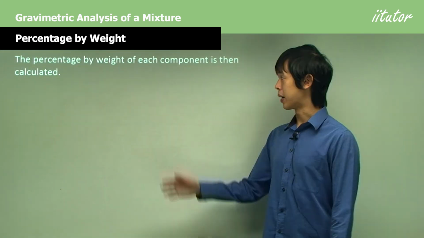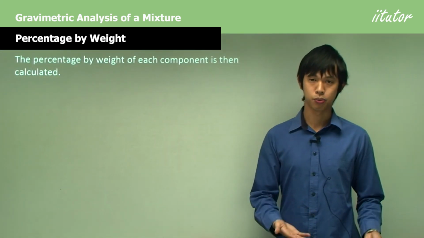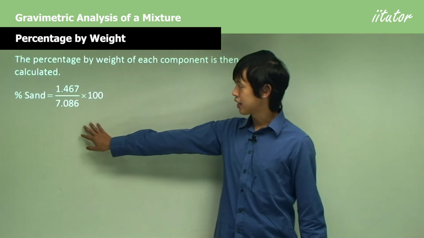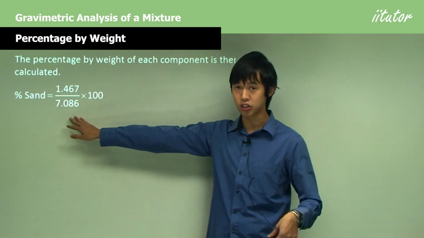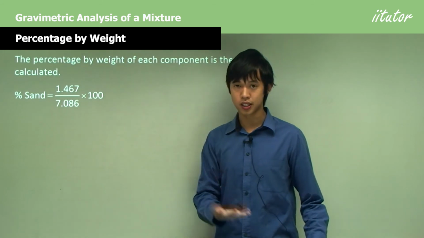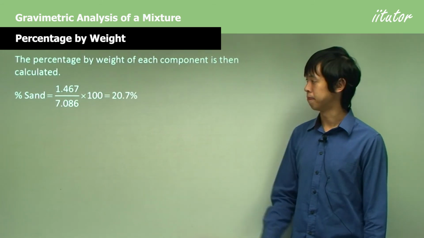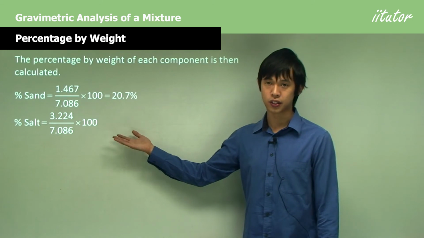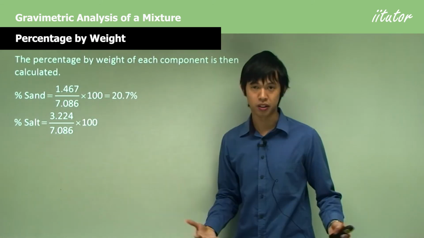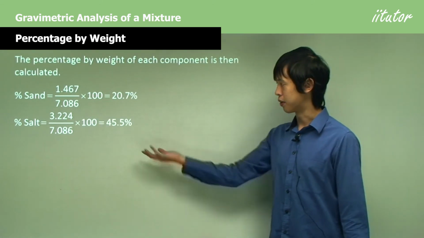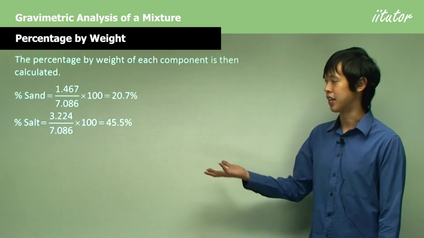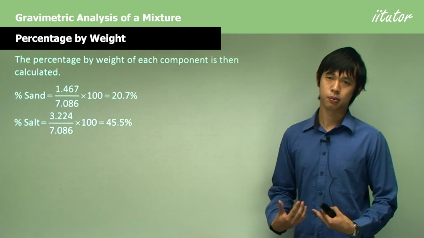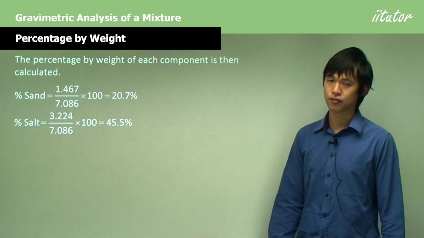The percentage by weight is just a fraction times 100%. If you went to the data, it would just be 1.467 grams over the total mixture mass times 100, and that's a percentage, and it's 20.7%. You can do the exact same calculation for salt, just put the number for salt here, but the mixture mass stays the same, and you get 45%. So it's more salt than sand in this case, so there was probably more water than there was sand in our particular experiment. It may not be the same for you, but that's for this one.